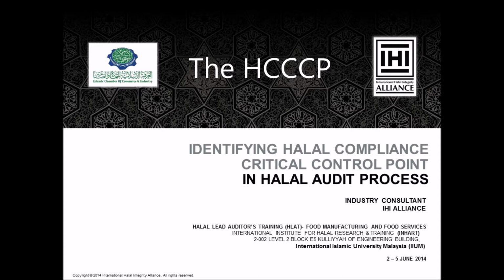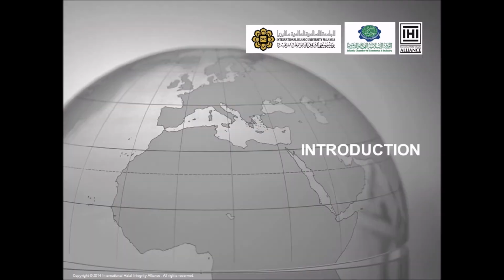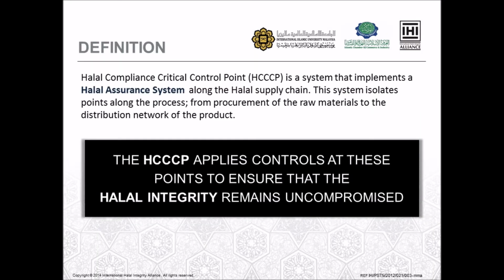Talking about the HCCP, they identify the halal compliance critical control point. There is now introduction, definition, objective, and the process flow: food services process flow and manufacturing process flow. So let's go to the introduction. Halal compliance, the HCCP, is a system that is implemented, or we call it HCP, halal control point. It's a system implementing the HAS, the halal assurance system, along the halal supply chain.